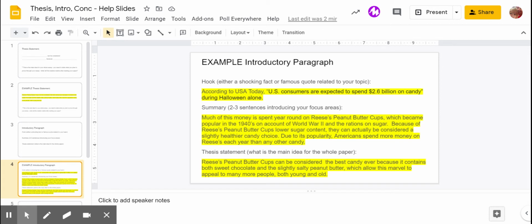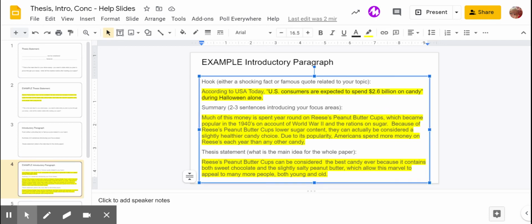So according to USA Today, comma, U.S. consumers are expected to spend $2.6 billion on candy during Halloween alone. So I pulled the part that I needed, and then I wrapped it with or ended it with some words that made it just flow as a complete sentence. So I quoted the part that I took from online directly, and that's okay.